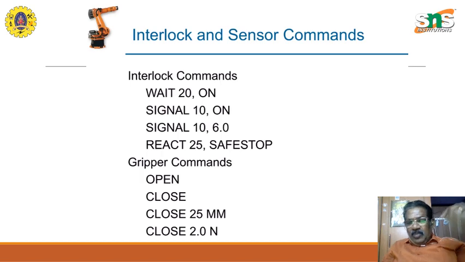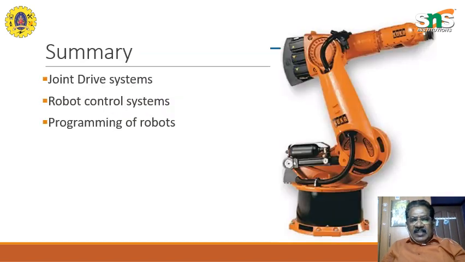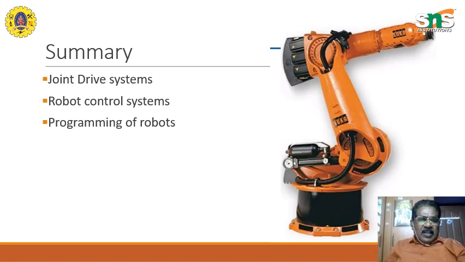Once we get into the programming, it will be fun and quite exciting. So with this, we're summarizing what we have done today. We looked at the various joint drive systems, robot control systems, the programming of robots, the teaching methods, and all that. So this completes the second unit.